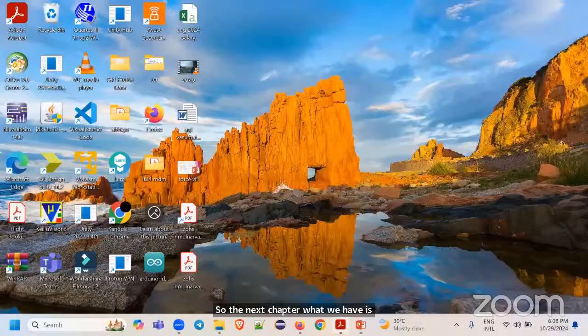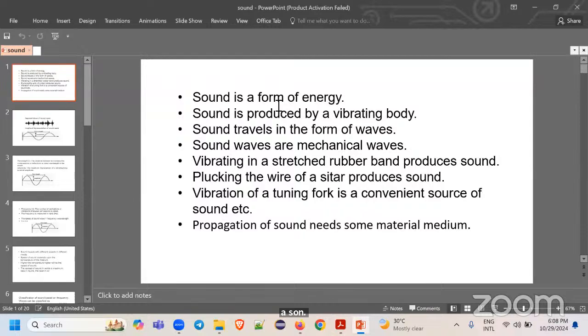So, the key concepts we already discussed in the previous chapter. Today, we will be moving to some other chapter. The next chapter is sound. So now let us try to recall some of the important things in sound.